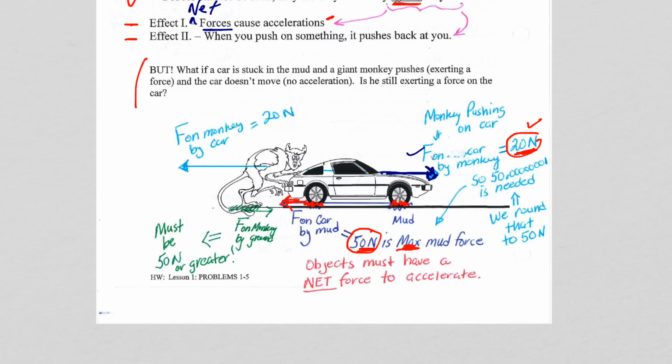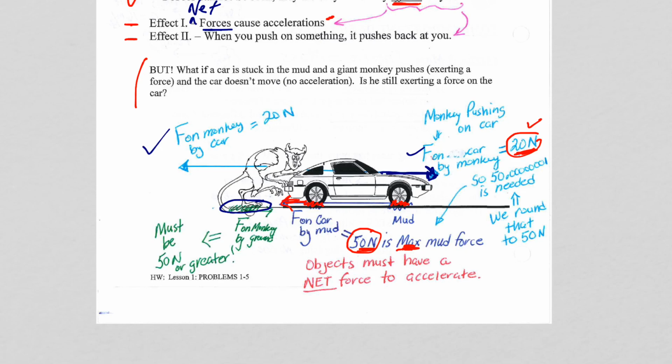So as we were talking about the elephant on the frictionless surface, if the monkey were also on a frictionless surface, it could not push the car out of the mud, because then the monkey would just be pushing off of the car and going backwards.